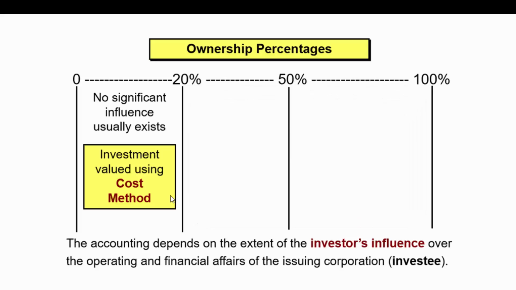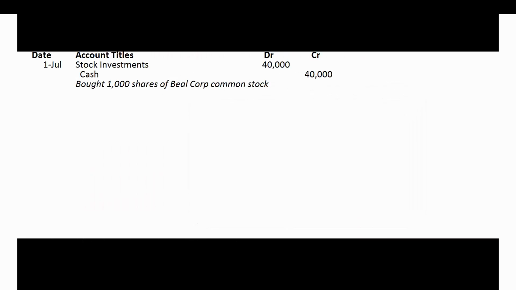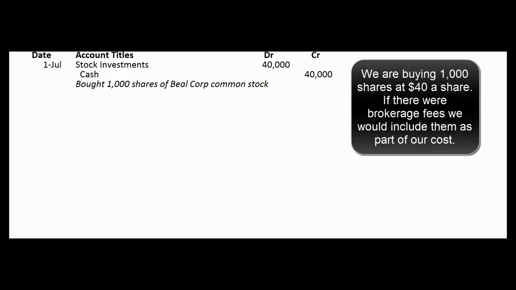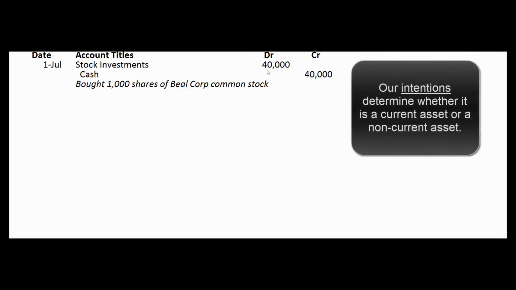All right, so let's start out with the cost method. Let's assume we buy 1,000 shares of Beal Corp common stock at $40 a share. That means we paid $40,000. Cash is an asset. It increases with debits. It decreases with credits. And stock investments is an asset that increases with debits and decreases with credits. And if it's something that we're going to sell within the next year, it would hang out in our current assets. If it's something we intend to hang on to longer, it would hang out in long-term assets below our current assets.